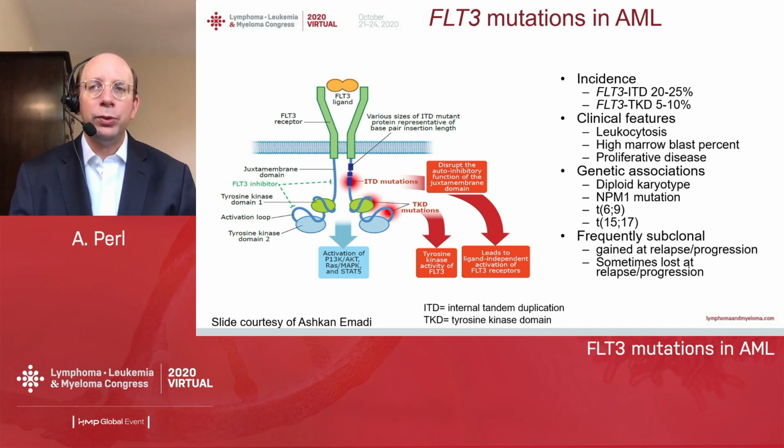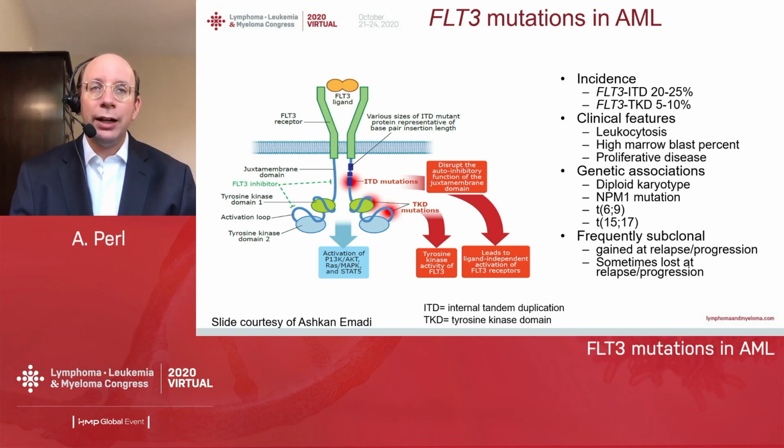and is associated with a few clinical features you should be aware of, including marked leukocytosis in a substantial number of patients, a high marrow-blast percent, often very proliferative disease that has a fast doubling rate, and genetically it associates with typically intermediate risk karyotype, often NPM1 mutation. It can be seen in other settings such as T69. It commonly occurs in APL, but it's not actually prognostic there.